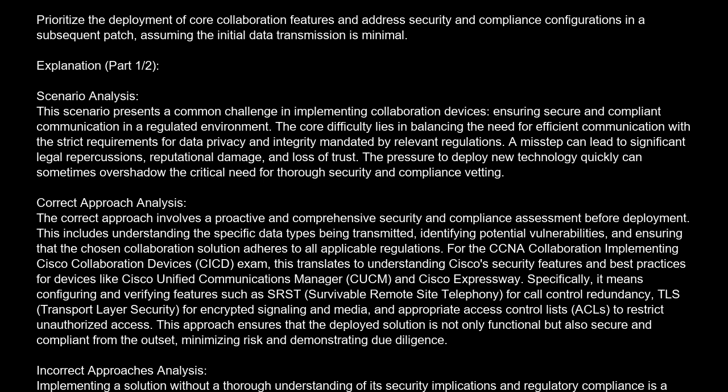Specifically, it means configuring and verifying features such as SRST, Survivable Remote Site Telephony, for call control redundancy, TLS, Transport Layer Security, for encrypted signaling and media, and appropriate access control lists, ACLs, to restrict unauthorized access. This approach ensures that the deployed solution is not only functional but also secure and compliant from the outset, minimizing risk and demonstrating due diligence.